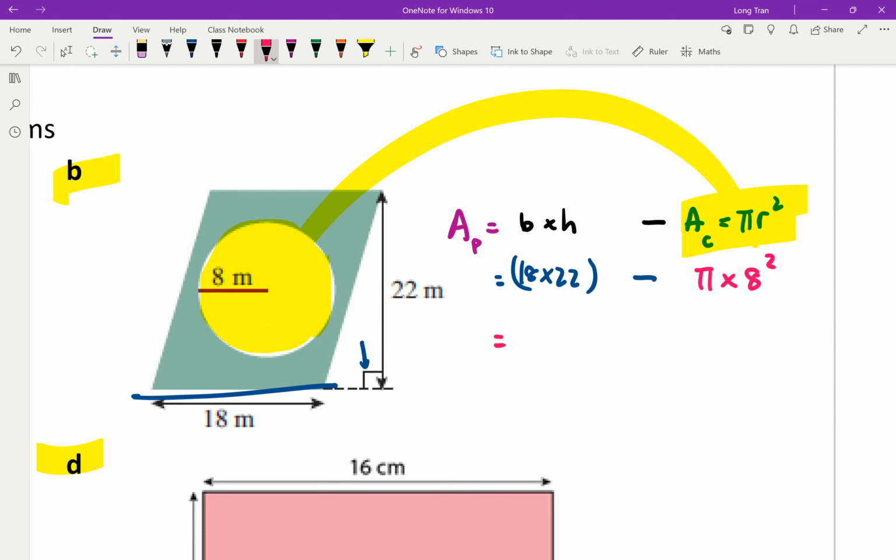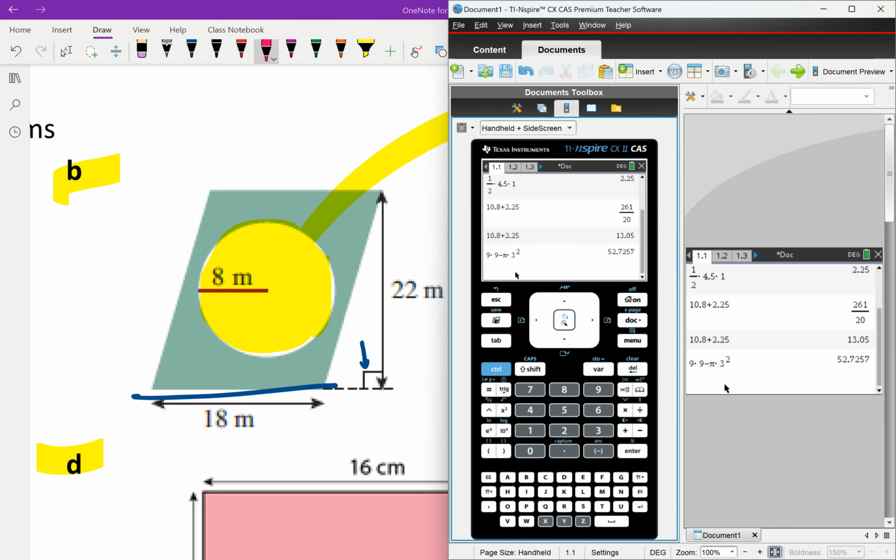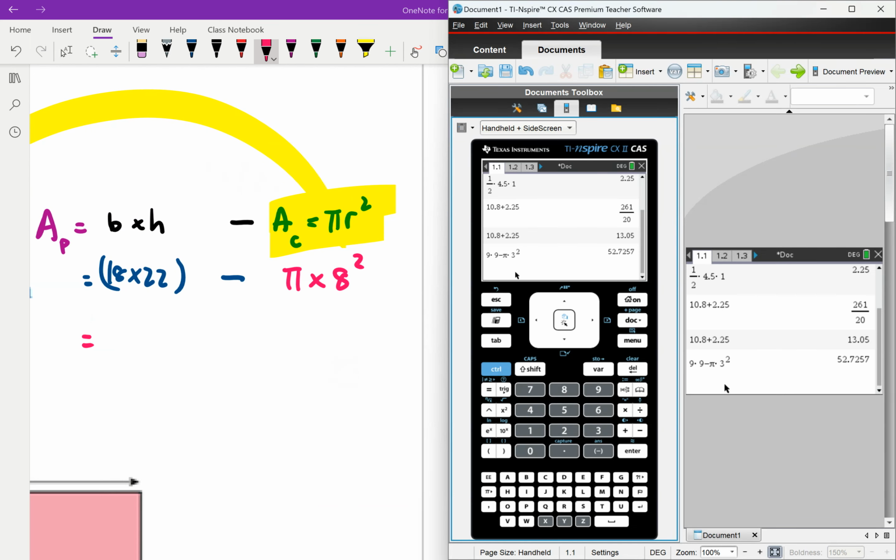Okay, so I'm going to type on my calculator so you can see. Here we go. Let's look at it again. You should have bracket 18 times 22, close bracket, minus pi times 8 squared, because 8 was my radius. See, I typed it all in one go. Can you see how I typed it all in one go?